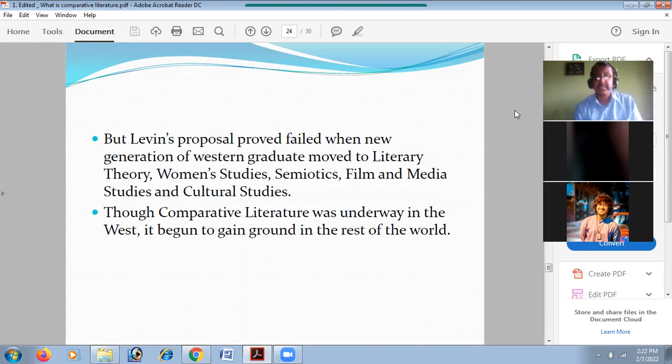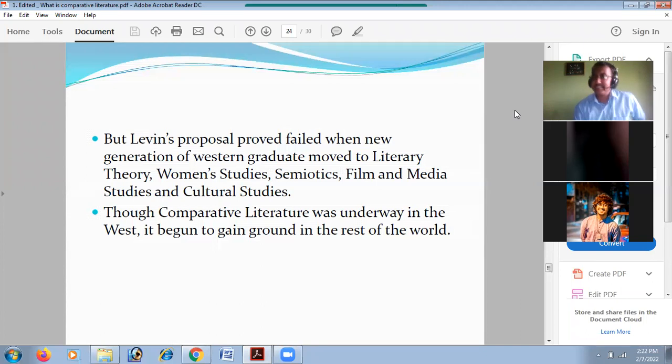So after the 1970s, students moved to other fields of literary discipline or subject: literary theory, women's studies, semiotics, film and media studies, and cultural studies, like that. So through the passage of time, everyone became interested in doing something else, and after the 1970s this field of study gained prominence in Western literature.